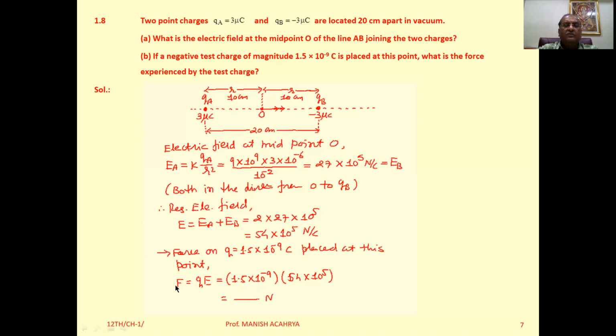And the direction of this force, when the charge is negative, so direction of the force is in the opposite direction of net electric field. So direction of this force will be from O to QA. Clear?